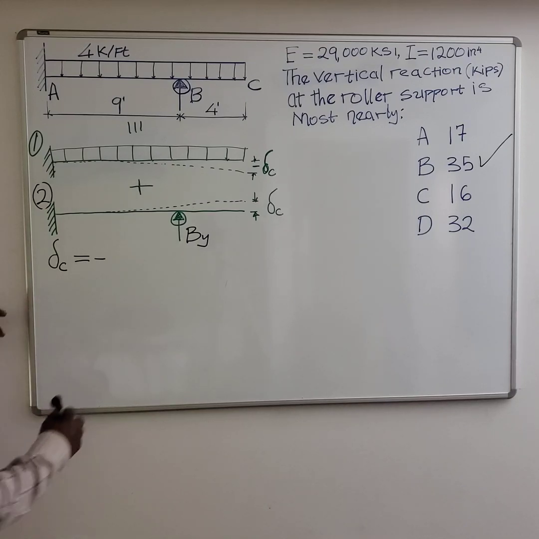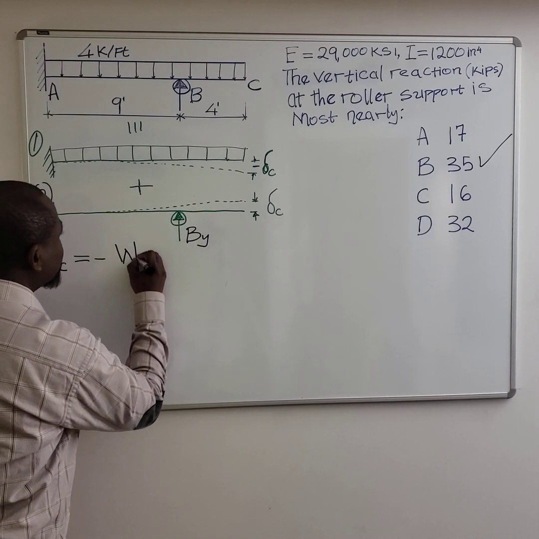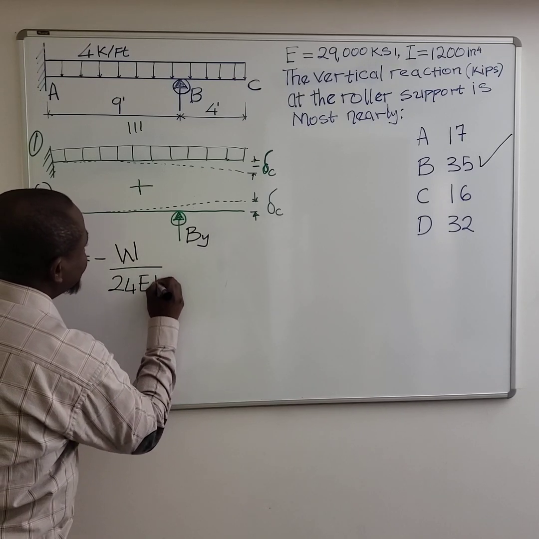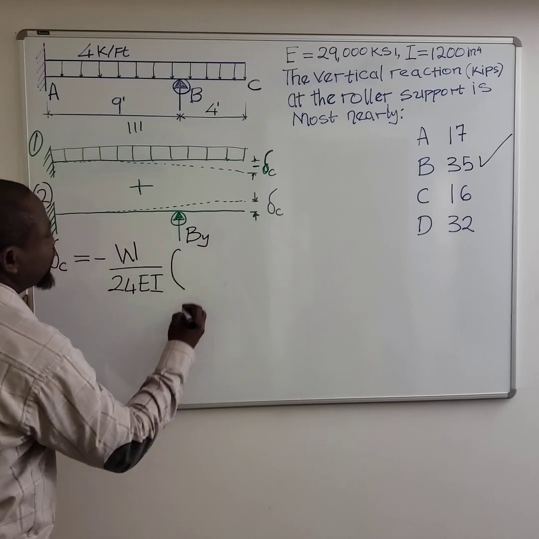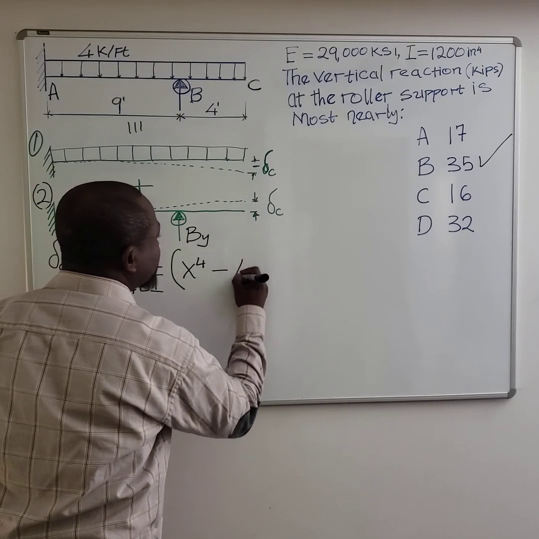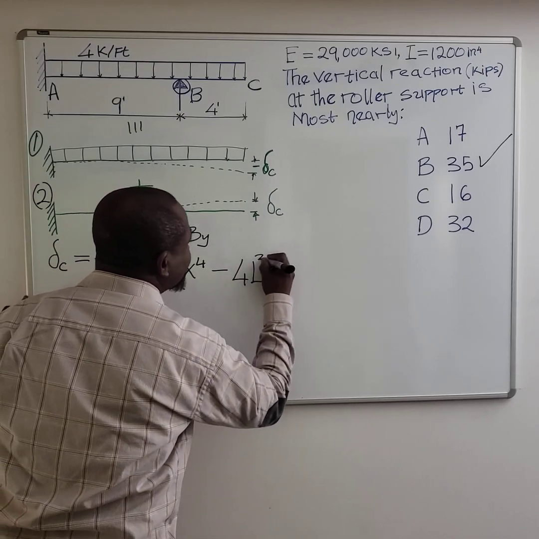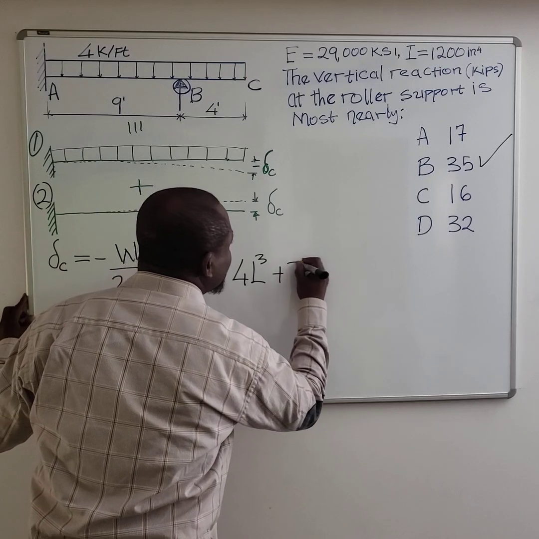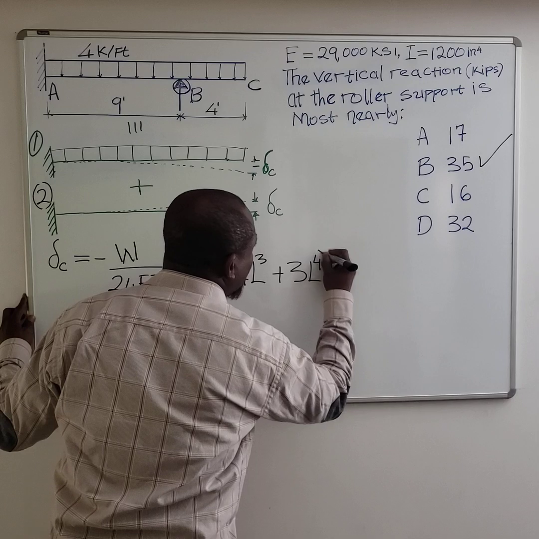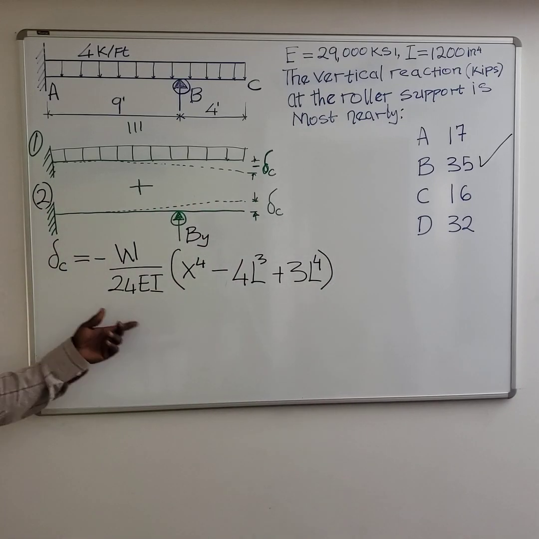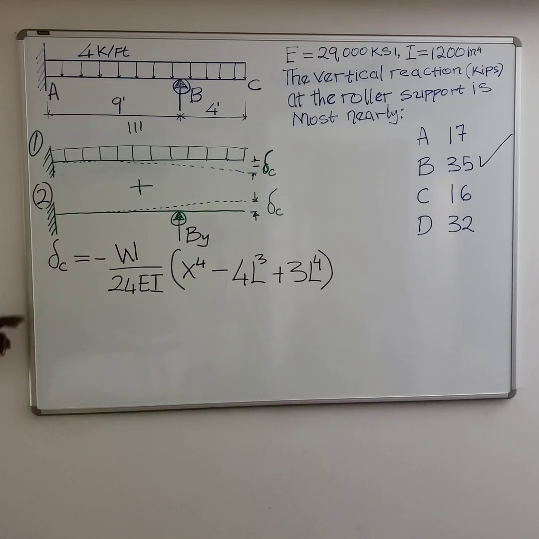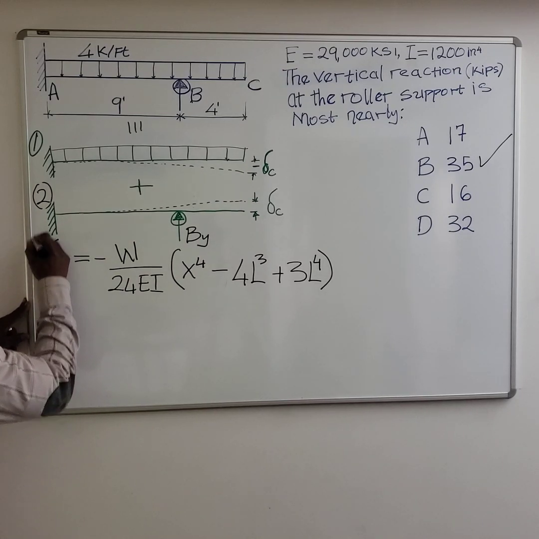And so that becomes W divided by 24EI, parentheses, x raised to power 4 minus 4L raised to power 3 plus 3L raised to power 4. All right. So that's your formula for deflection for a condition like this. Okay. Now, that's our first situation, this one here.